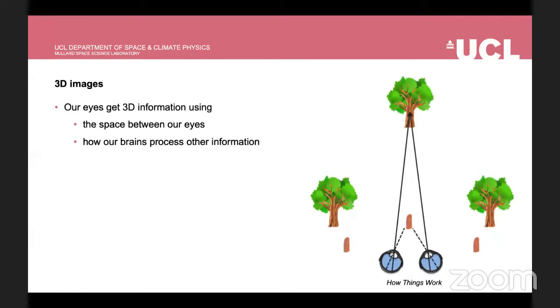So 3D images are really cool because they're actually based on how our brains work. Our eyes get 3D information because we have two eyes, and our eyes aren't just stacked one on top of the other, right? We have a little bit of space between them. And that means every time we look at something, each of our eyes is getting a different view of that object. So it's a slightly different look.